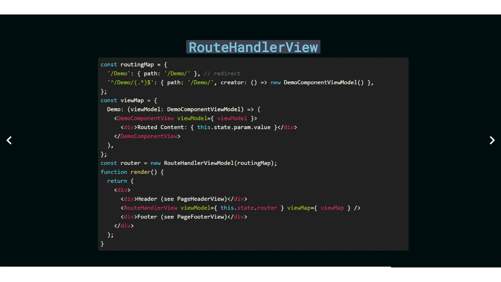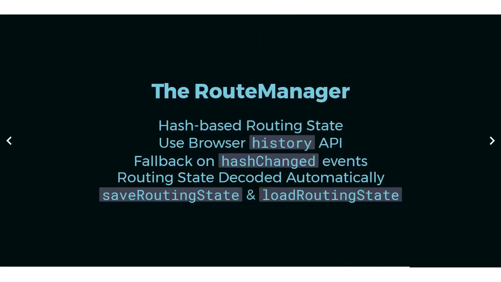So the route manager is a special non-React, or view model, class. It is a simple class that uses a hash-based routing state, and it leverages the browser history API if it is available. On older browsers where it is not available, we can fall back on hash changed. Both will provide full routing capabilities.